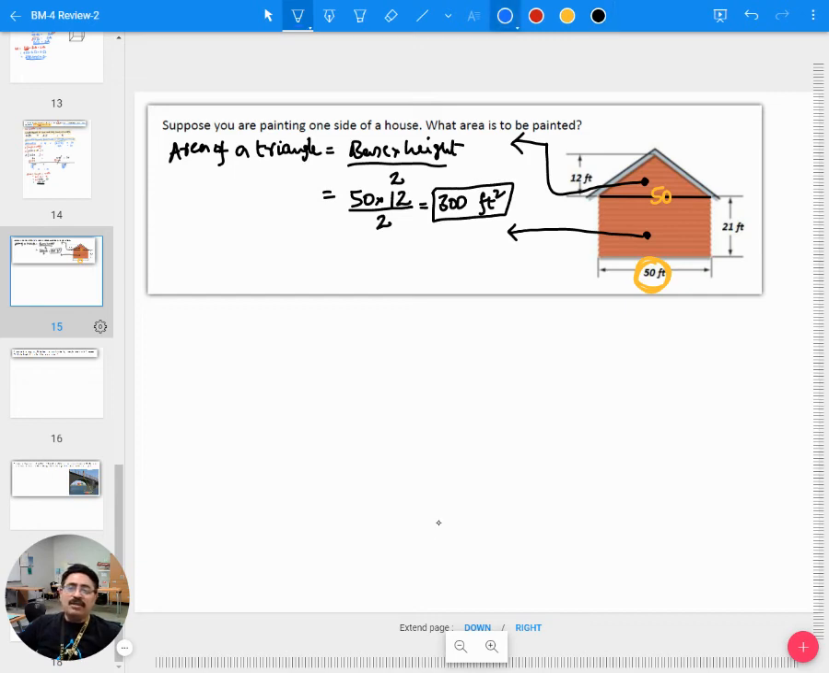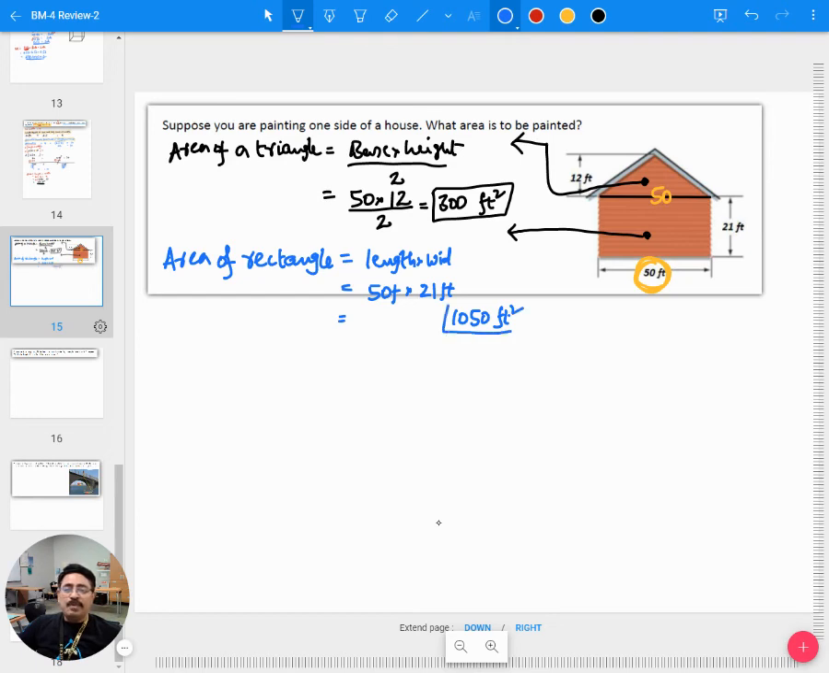Coming to the second part, this is the rectangle. It's easy to compute, because area of a rectangle equals length times width. Those measurements, I see that 50 feet is the length and width is 21. So let me take my calculator. 50 times 21, 1050. So this is 1050 square feet.